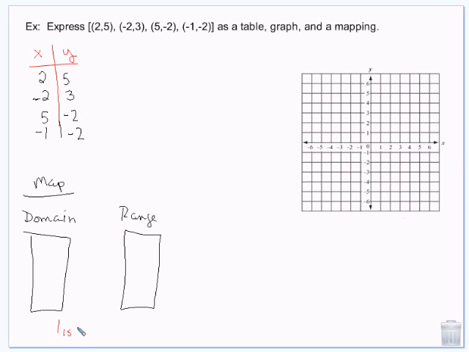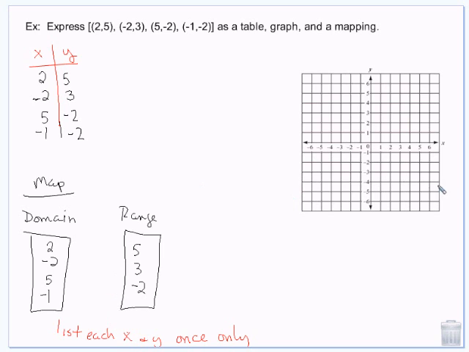You're going to list each x and y once only. Okay, so if you have any repeats, you don't list the second or third one. You only list it once. So in x, I have 2, -2, 5, and -1. For y's, I have 5, 3, -2, and then -2 again, but I only list it once.